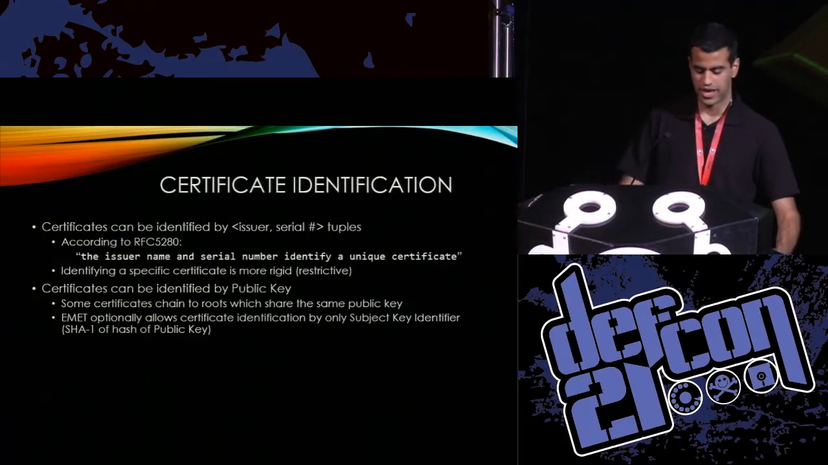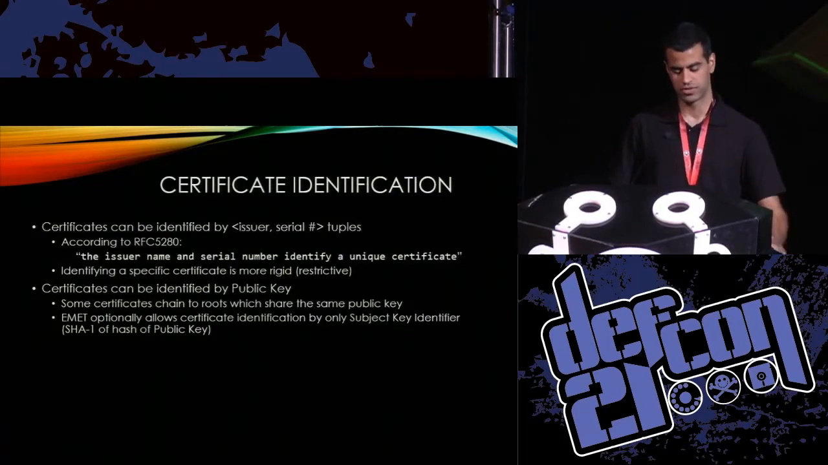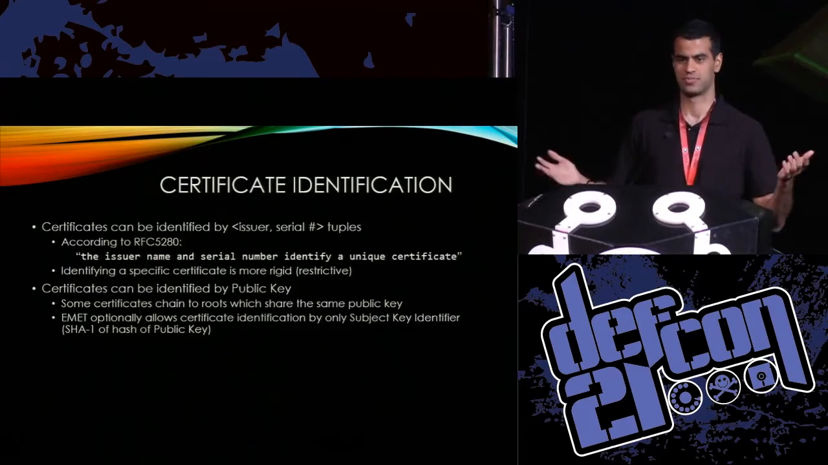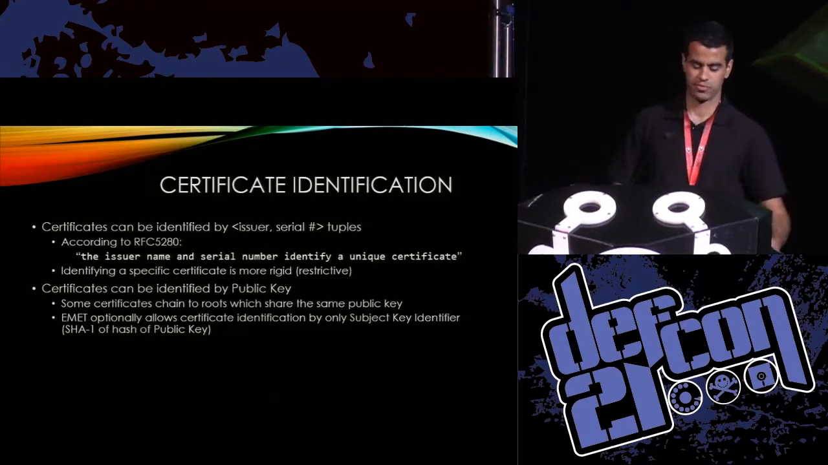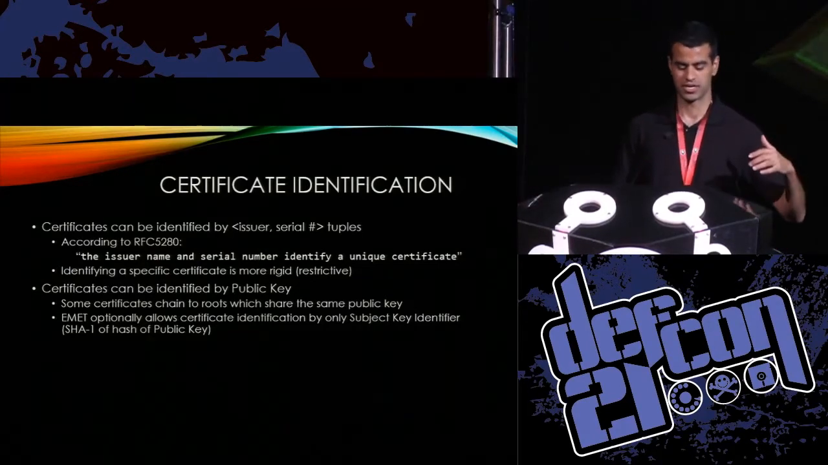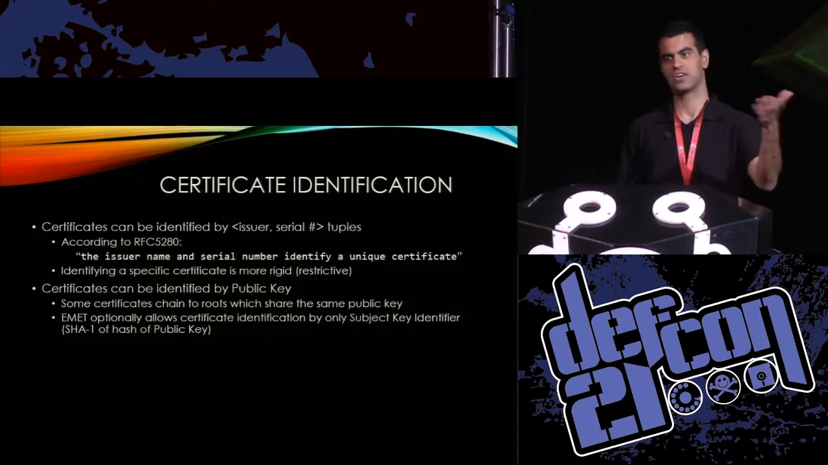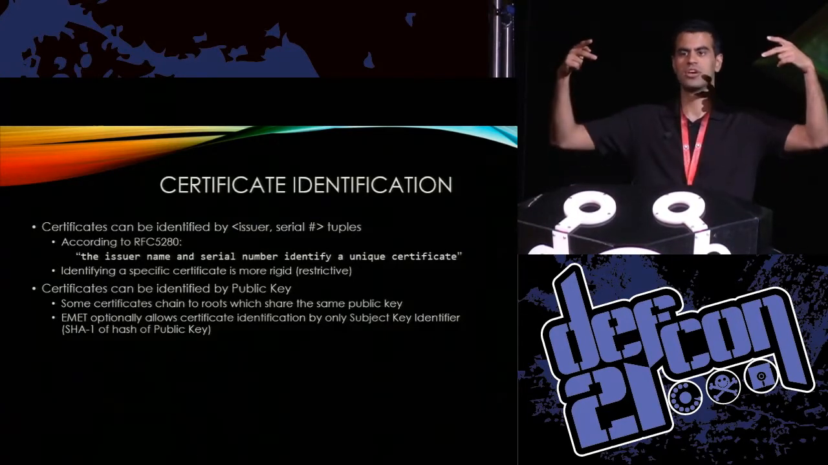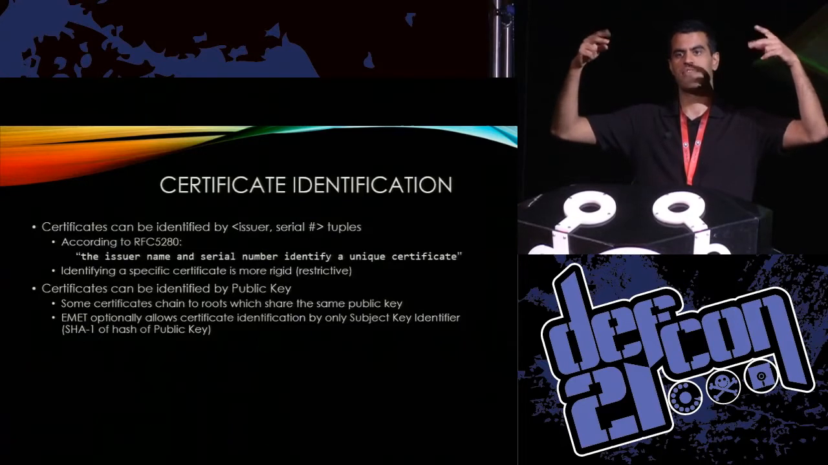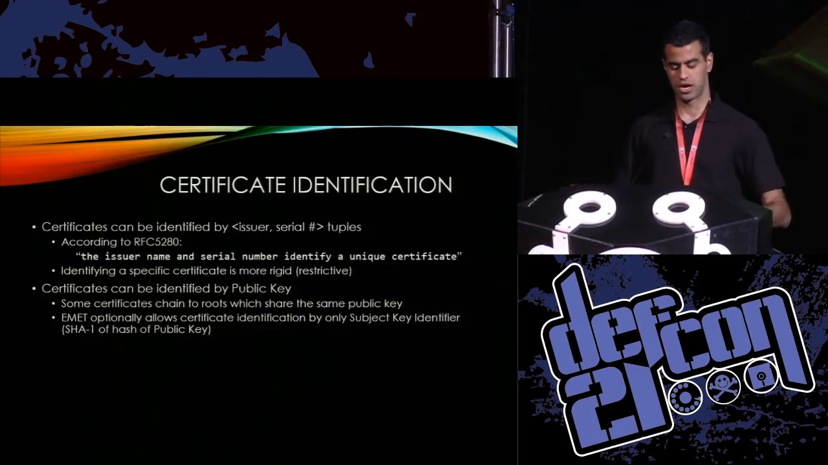As the RFC for X.509, which is RFC 5280, says, the issuer name and serial number identify a unique certificate. It's pretty blatant and obvious. But that's really rigid, because it is a valid case that two root certificates could have the same public-private key pair. So although you would be identifying a unique certificate, you would still have false positives because you are identifying a certificate, not a key.